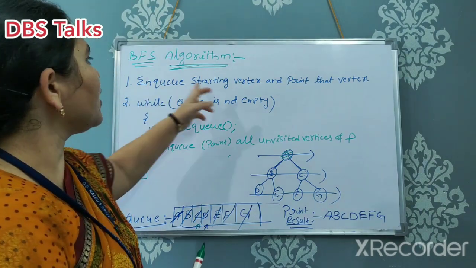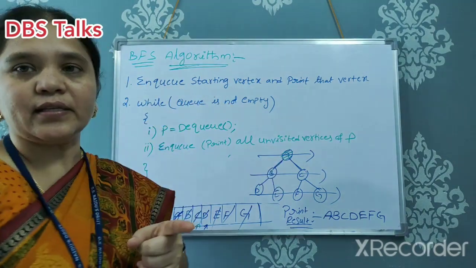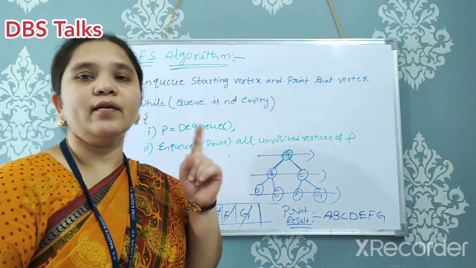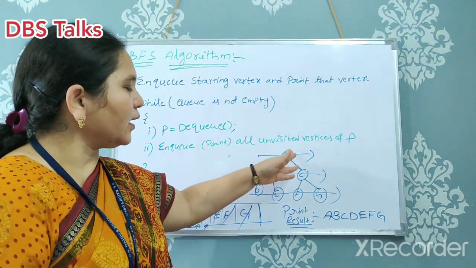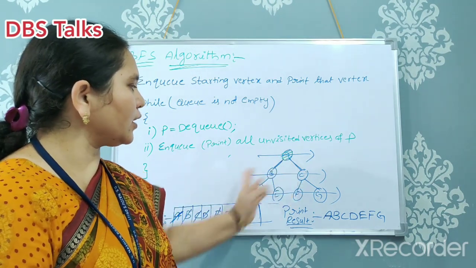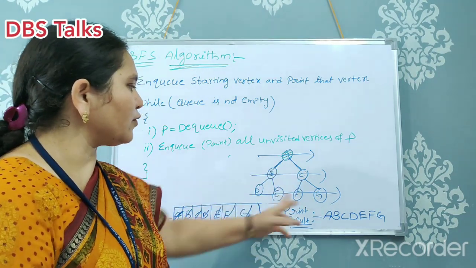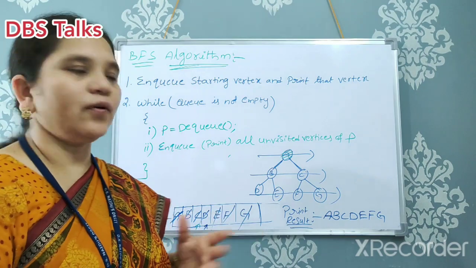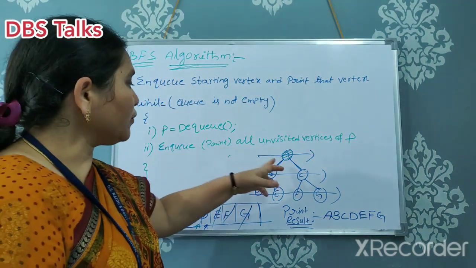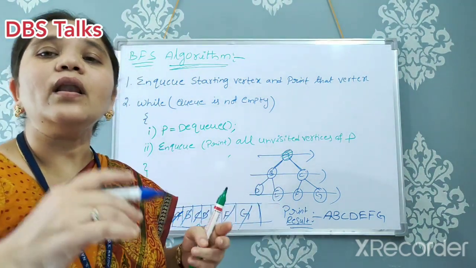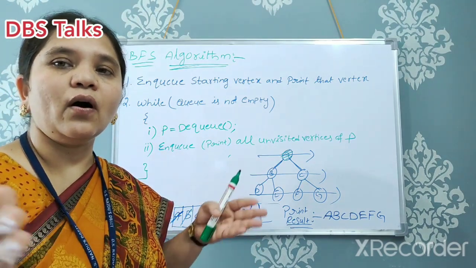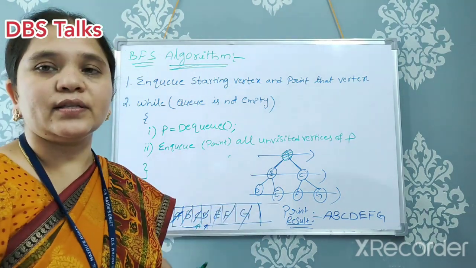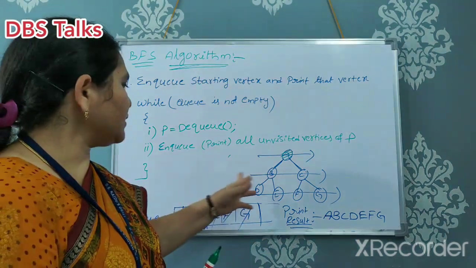First it starts with any vertex. You can start with any vertex, either A, or C, or D, whatever it may be. And here we consider all connected edges. We can enqueue all connected edges at a time.